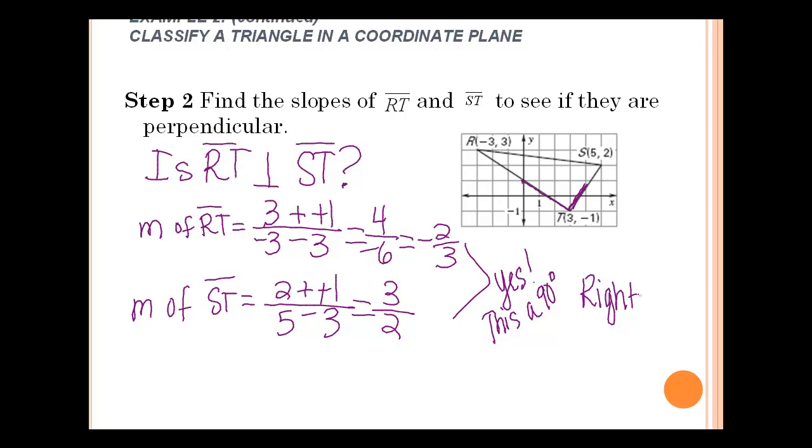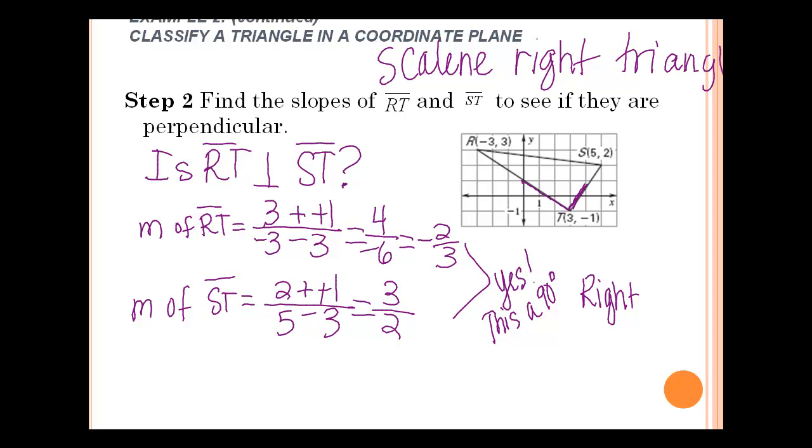So our classification here, if we think back, we know it's scalene and we know it's right, so we call it a scalene right triangle. Okay.